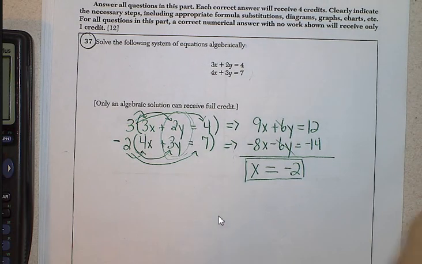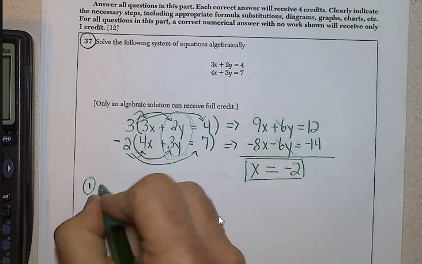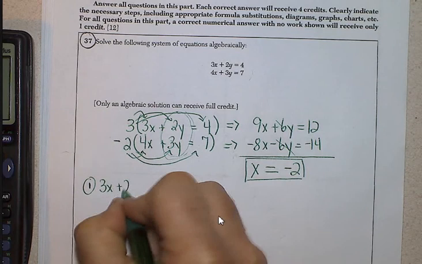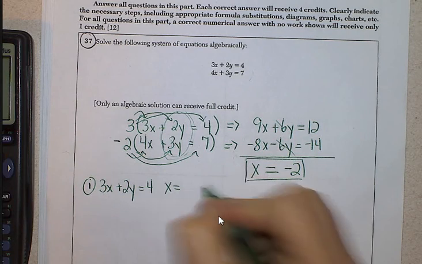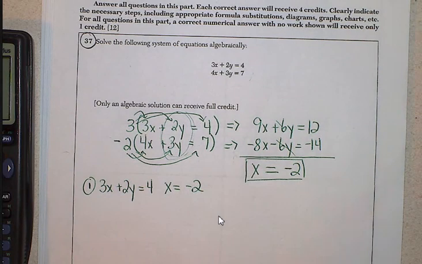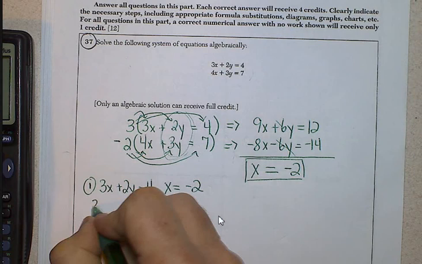Okay? Then I pick one of the equations. I'm going to pick 3x plus 2y is equal to 4. And what do I know? I know that x is equal to a negative 2. I'm going to take that negative 2 and plug it in, showing all the work.